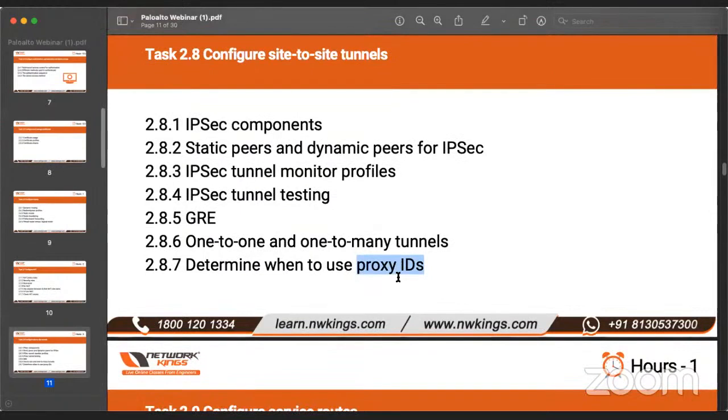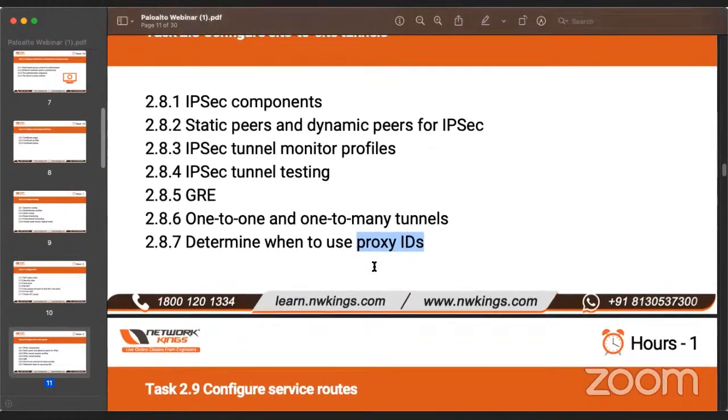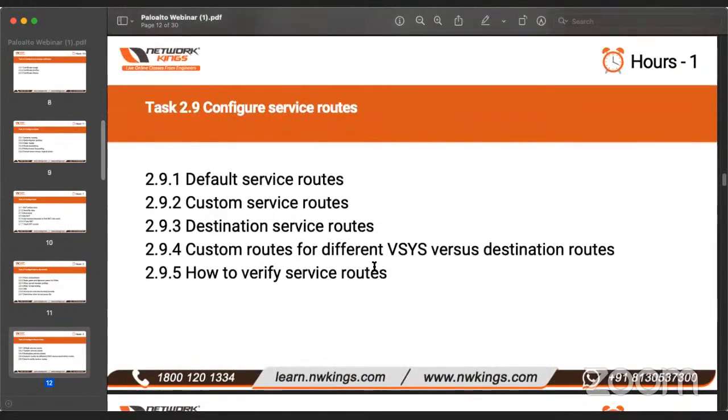Because this is an important config, as Palo Alto is route-based VPN, purely route-based VPN. So we have to talk about what is the route-based and a policy-based VPN, right? What is the fundamental difference? Why do we need proxy IDs? All of that, right?